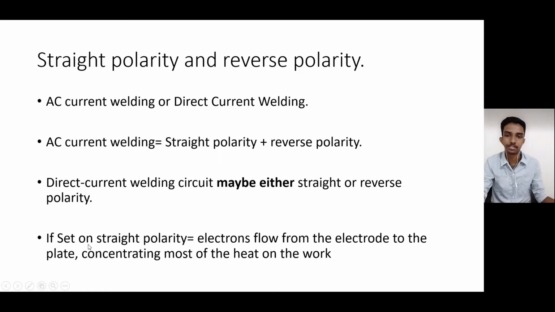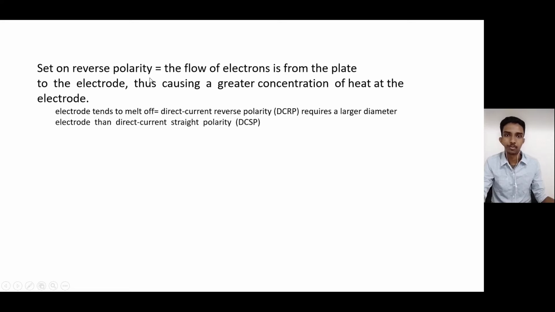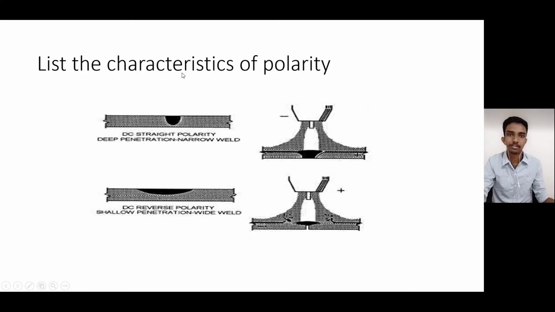If set on straight polarity equals to electrons flow from the electrode to the plate, concentrating most of the heat on the work. Set on the reverse polarity equals to the flow of electrons is from the plate to the electrode, thus causing the greater concentration of heat at the electrode. Electrode tends to melt off equals to direct current reverse polarity DCRP requires a larger diameter electrode than direct current straight polarity DCSP.